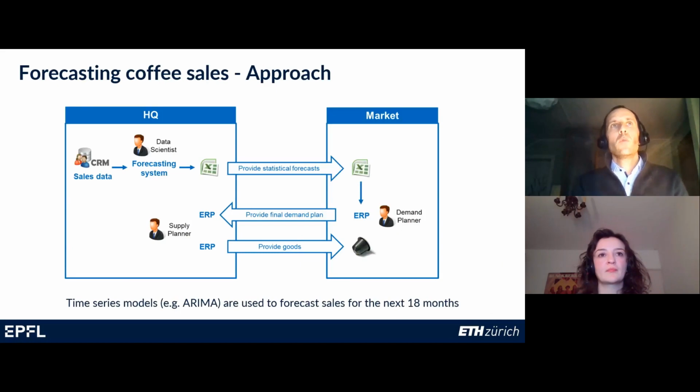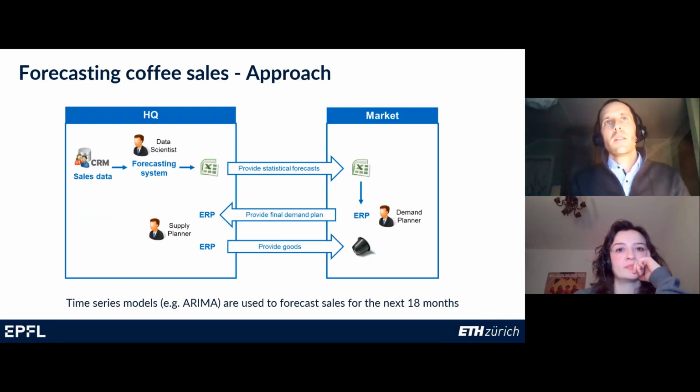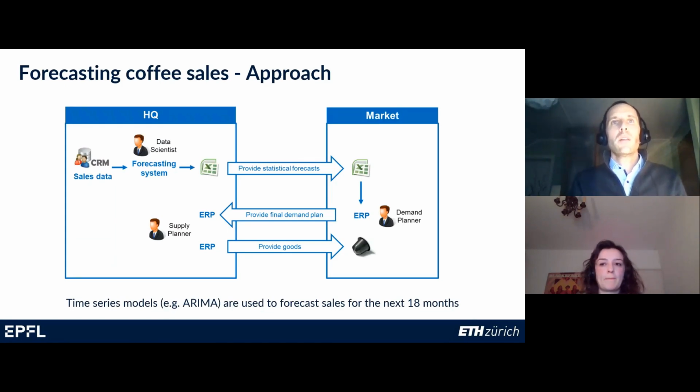And in the end, what we want is to operate from the HQ of Nespresso in Switzerland, use any sales data, CRM data, plus some others that you mentioned, and put that into a forecasting system that is operated by the data scientist. Then we generate the forecasts in an Excel sheet that we share with the market. On the market side, they have a demand planner, who has the final word on this forecast, deciding what the country really wants. So basically, the forecast is an input. You can fine tune the forecasts, send that back to the HQ, and then the supply planner will provide the goods to the different countries.